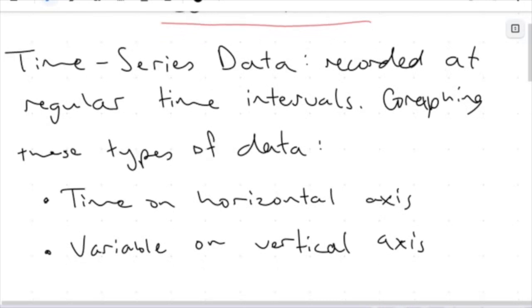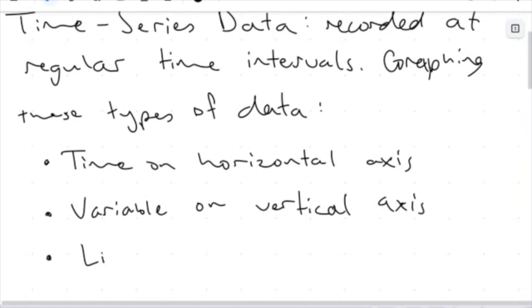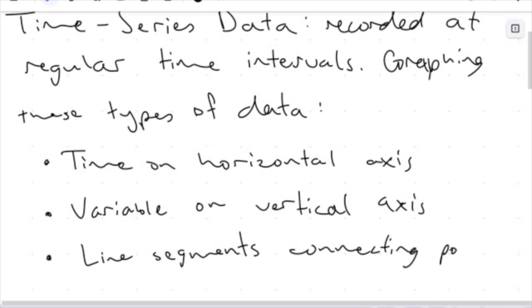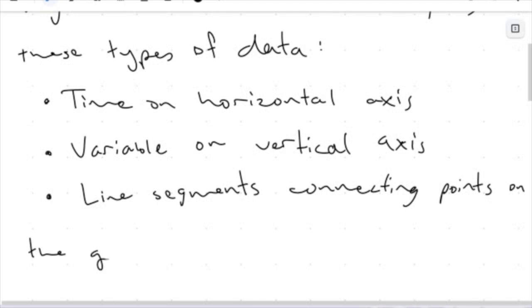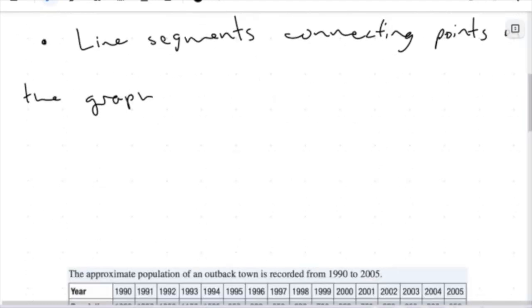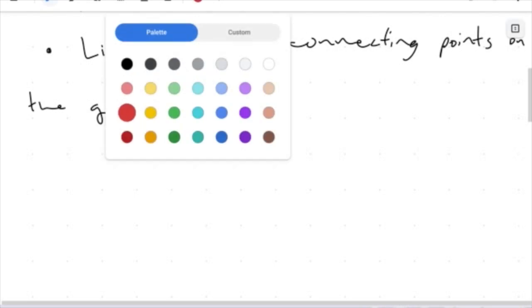And basically we have line segments connecting points on the graph. So we have line segments, just these little straight lines connecting points on the graph. So, like I said before, these are different types of data representations that just show how one thing changes over time.